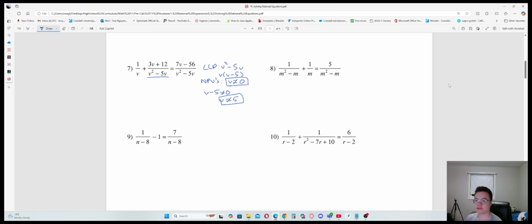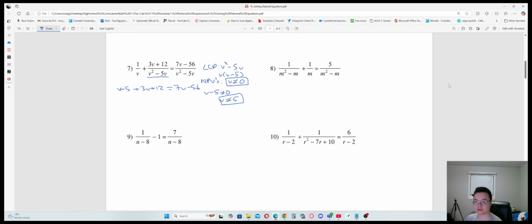Now, since my lowest common denominator is v times v minus 5, I take this LCD and multiply each term here. So my first term I will have is v minus 5 plus, this cancels out, so I have 3v plus 12 equal to 7v minus 56. Now you just start solving for v.